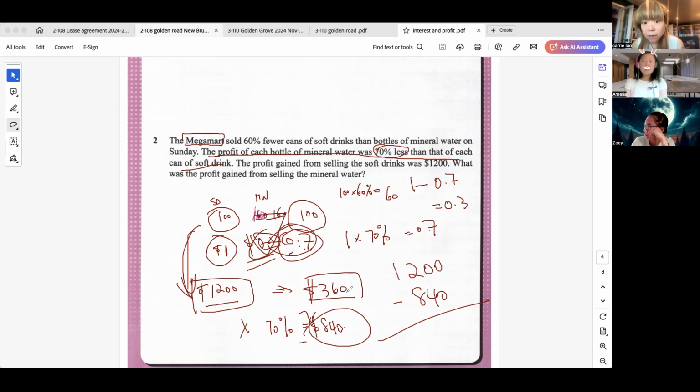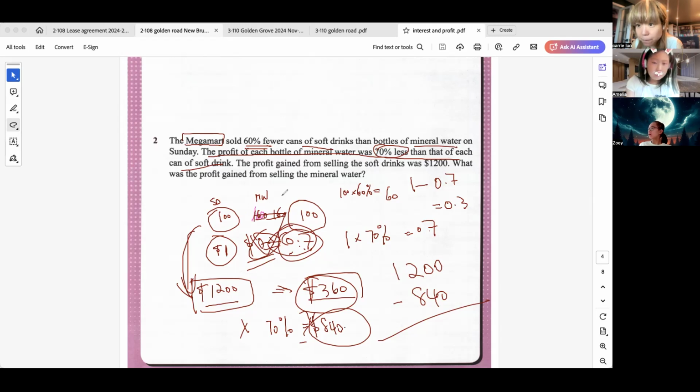Okay, so Amelia, now you understand. If we're selling the same quantity of soft drinks and mineral water, you're earning $360, right? And now, Zoe, are we selling the same quantity of soft drinks and mineral water? No, because the soft drinks are 60% fewer than the bottles of mineral water, correct? Okay, so now if you're selling more mineral water, are you making more money or less money?